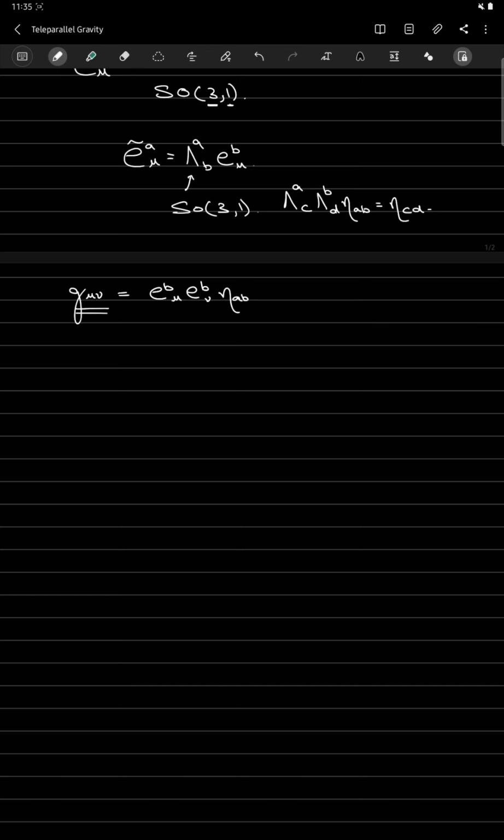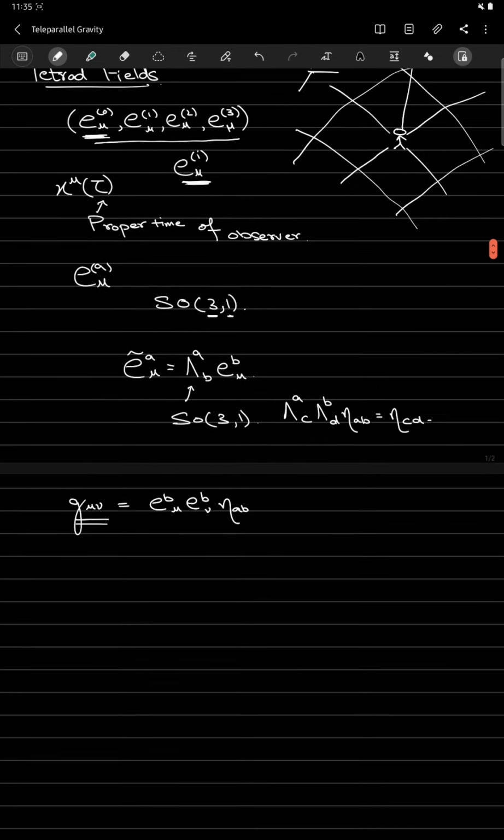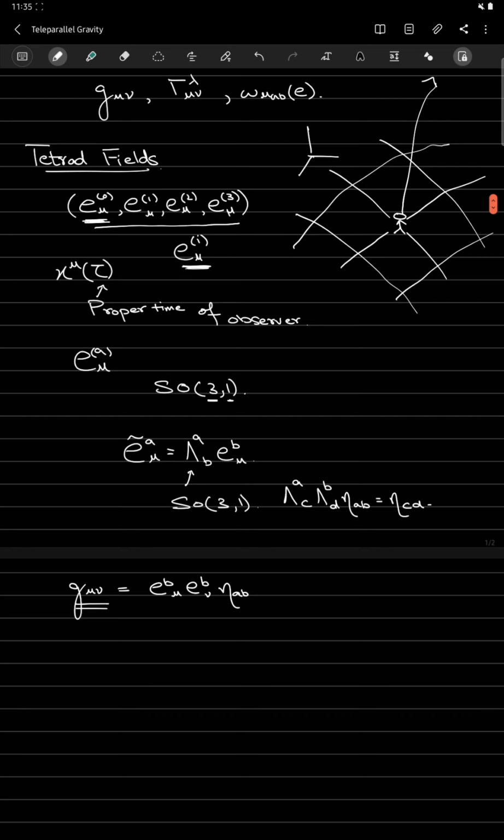Now, why do we need the tetrad fields? Because the tetrad fields allow the projection of vectors and tensors in space-time in the local frame of an observer. So in order to measure the field quantities with magnitude and direction both, an observer must project these quantities on the frame that is carried by the observer, which in this case is this.